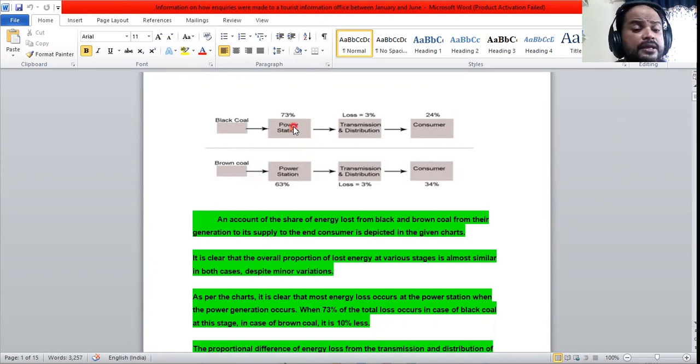When 73% of the total loss occurs in the case of black coal at this stage, 73% of the energy is lost at this stage. In the case of brown coal, it is 10% less. 73 minus 10, it is 63. So why have I not told it is 73 and 63?